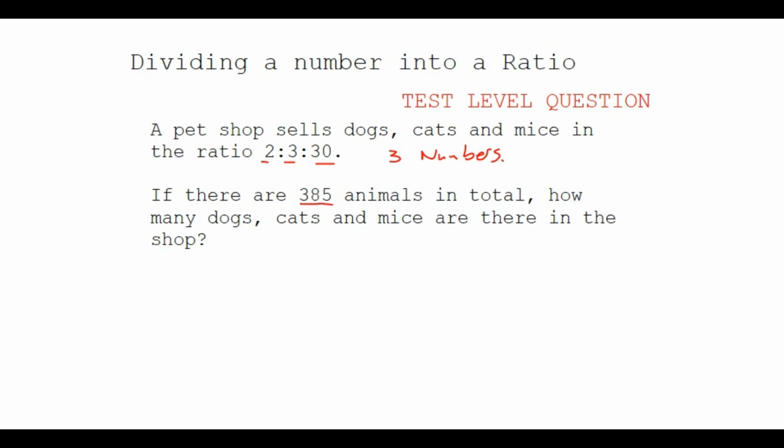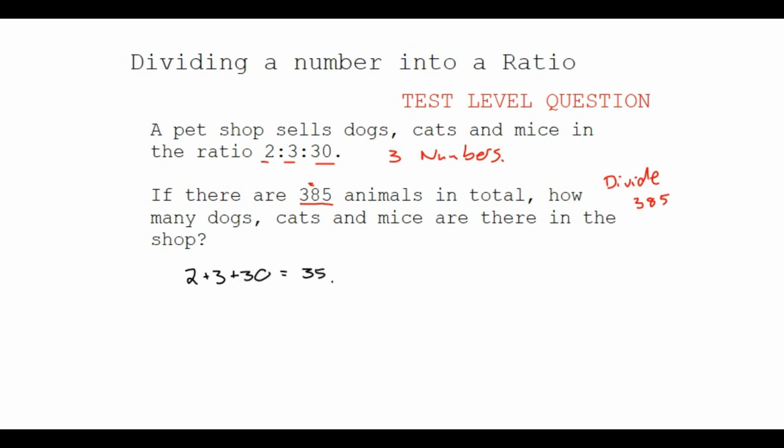What they are asking you is to please divide the total number of animals, which is 385, into the ratio. Okay? In other words, you have a total amount of animals. How much do we have of each to equal 385? Alright, so what was the step we discussed earlier? Step 1, add them together. So 2 plus 3 plus 30, and that gives you 35.